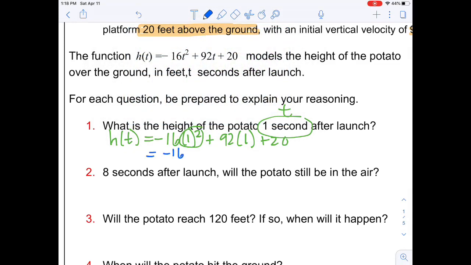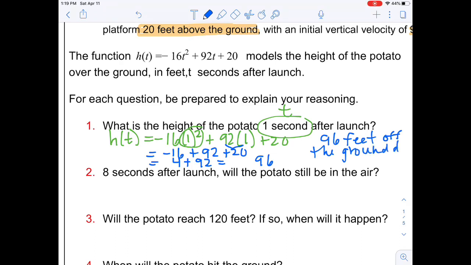1 times negative 16 is negative 16, plus 92 times 1 is 92, then plus 20. I'm going to add negative 16 and 20 first. That gives me positive 4, and 4 plus 92 equals 96. So at 1 second, the potato will be 96 feet off the ground. Okay, let's go to question number 2.